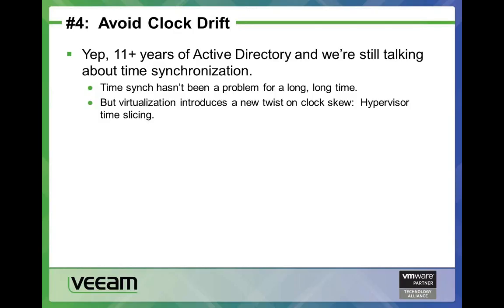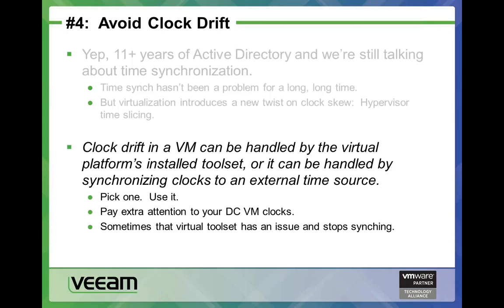So it hasn't been a problem until once we fixed it back in the year 2000. Well, virtualization has kind of reintroduced this clock drift problem because of the way the hypervisor pays attention to the different virtual machines running on top of a virtual host. This time slicing behavior can actually introduce clock skew back into the whole environment. So you may have fixed it back in Windows 2000, but it may reintroduce itself if you don't pay proper attention to clock drift inside of your virtual machines.